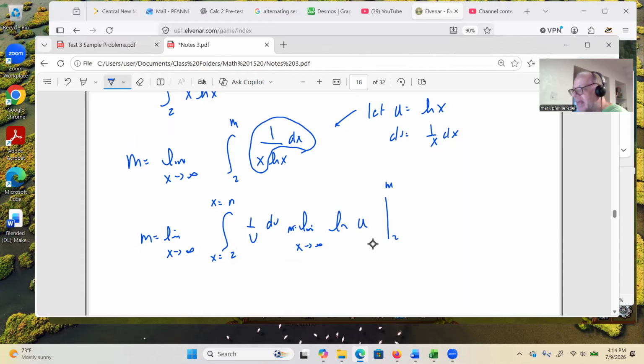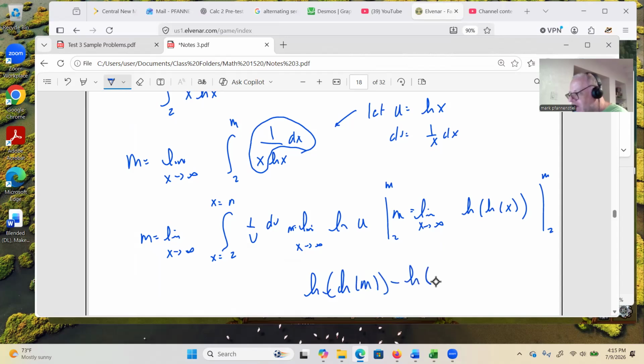And what was u? U, of course, was natural log of x. So we have the natural log of x, going from 2 to m. If I plug this in, we have the natural log of m minus the natural log of 2. That's why there's a 2 there, because if we put a 1 in there, we'd end up with the natural log of 0. Natural log of 1 is 0, and then taking the natural log of 0 would be a pain in the neck. So natural log of 2 is a positive number. The natural log of that positive number might be negative, but that's okay.